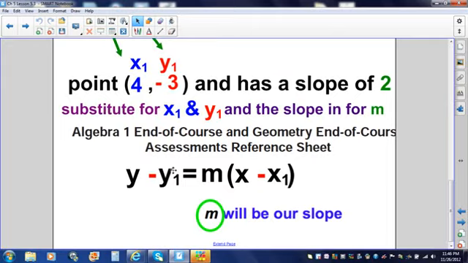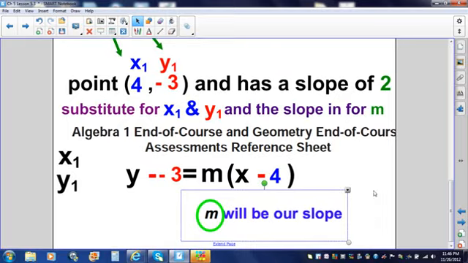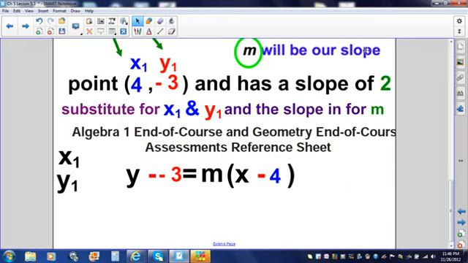So here we go. Remember, this is your equation for point slope form. We're going to substitute for x1. So I'm going to take x1 out, and I'm going to put in 4. Next thing I'm going to do is substitute for y1. I'm going to take y1 out, and I'm going to put in -3. The next thing I'm going to do is substitute for my slope. Remember that m is going to be our slope. So our slope is 2. M stands for slope. Take out the m, put in 2.